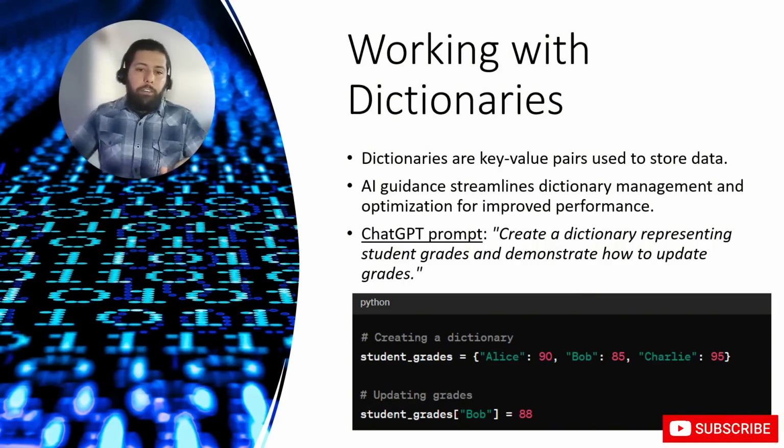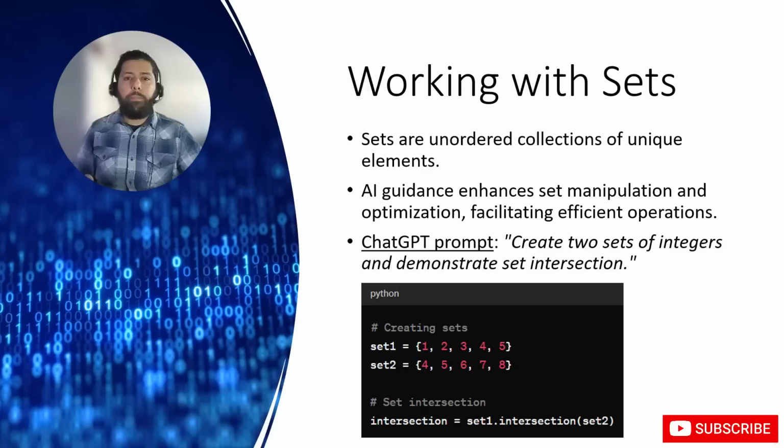So here on the bottom, you can update grades if you want. So I can say student grades, Bob, and I can select a specific element in the dictionary here, and I can change it to 88 instead of 85. And then if I were to run this code and say student grades, it would print the new dictionary for me. So that's a brief of how to work with dictionaries and prompting ChatGPT accordingly.